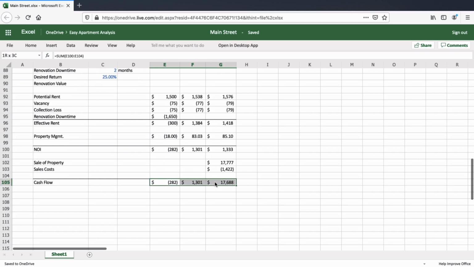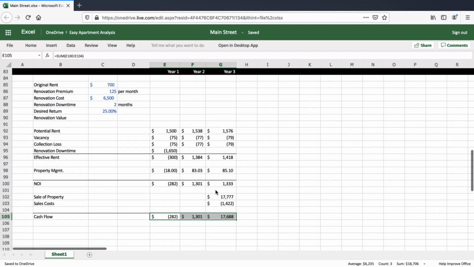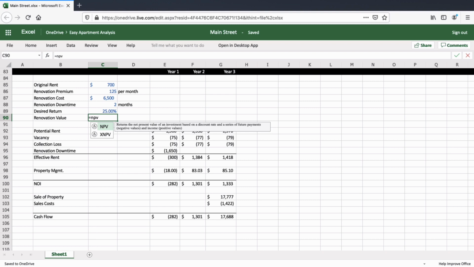So here's the cash flows we need to value to figure out whether or not it's worth it to do this renovation. So what we're going to do next is we're going to value these cash flows with a 25% desired return. And if the renovation value is more than the renovation cost, it makes sense for us to do it. So let's go ahead and do that. Equals, we're going to use the NPV formula, open parenthesis. We're using NPV because remember, we have a rate of 25%, and we have future cash flows, and we want to calculate how much is that worth to us today.